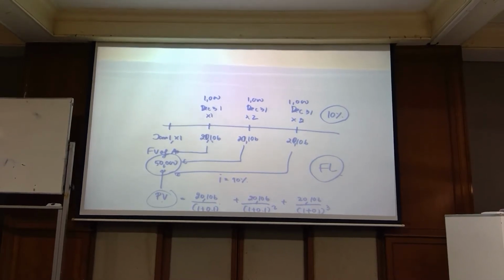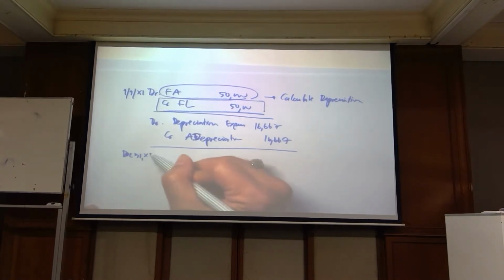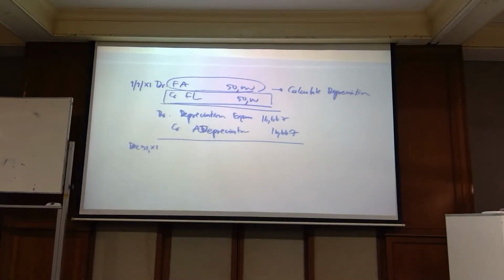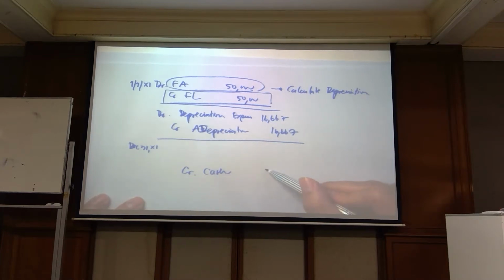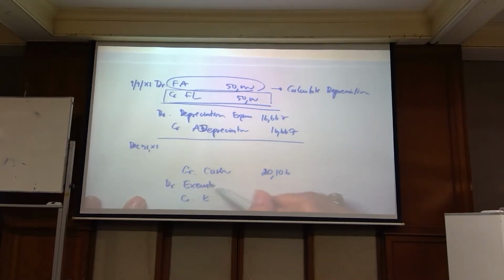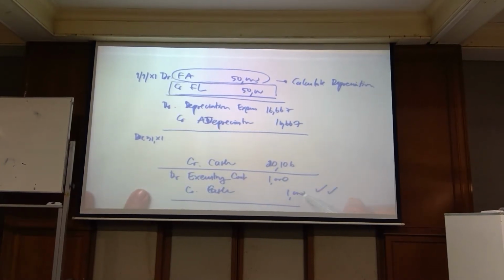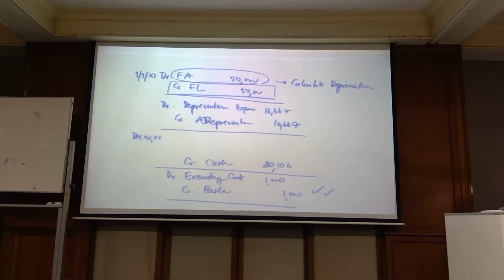Alright, so what I'm going to do next is, on December 31st of year 1, I have to pay cash. Credit cash, net for 2,106. And of course, I pay another one, executory cost: debit executory cost, which is like maintenance whatsoever, for 1,000 and credit cash for 1,000. This is what I'm going to do for sure, because when I pay for executory costs, it's like you pay a maintenance fee.